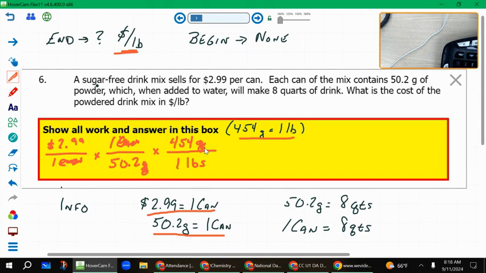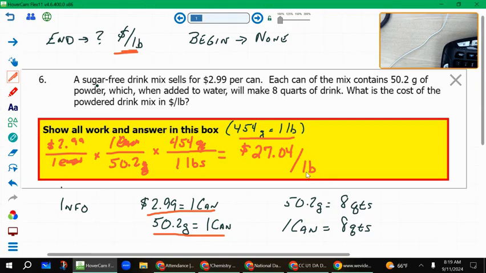And again, for the math, I'm going to, in my brain, estimate 450 divided by 50. That is about 9, right? 9 times 3 is about 27. So I'm expecting somewhere around $27 per pound. Ray, did you do the calculation? I got 27.04. 27.04. And that's dollars per pound.